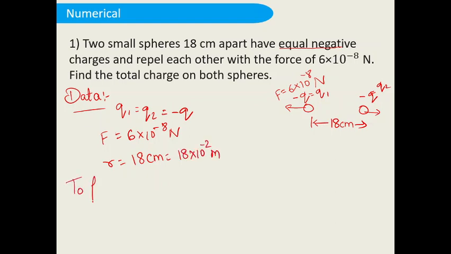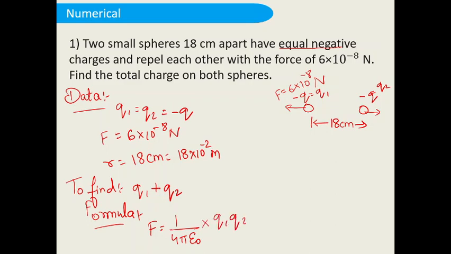What is to find is the total charge. Total charge means Q1 plus Q2 is to be calculated. What is the formula that we are going to use? We will be using the simple formula of Coulomb's law: F equals 1 upon 4 pi epsilon 0 K. Since the value of dielectric constant is not given, we will not write K; we will assume K is equal to 1, multiplied by Q1 Q2 divided by R square. This is the formula.